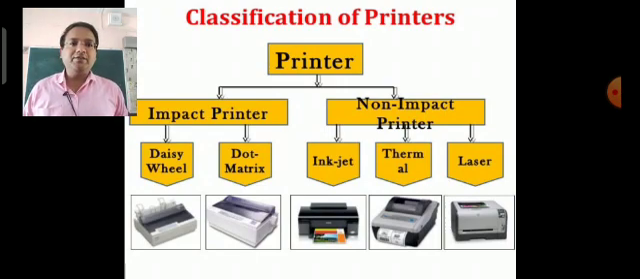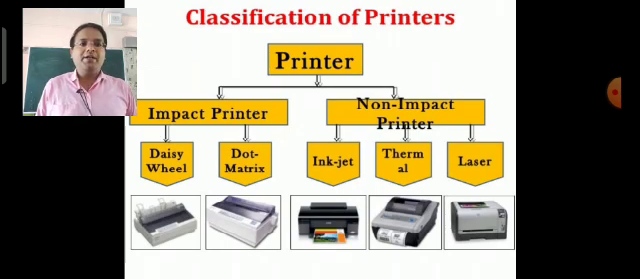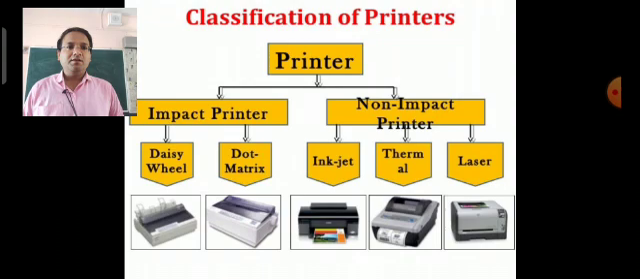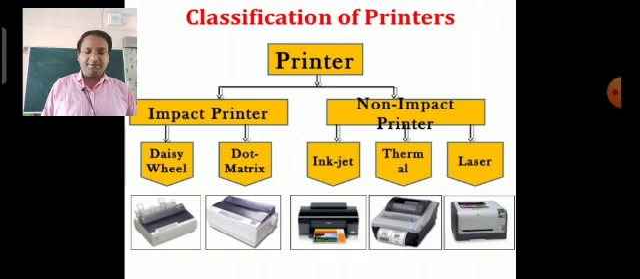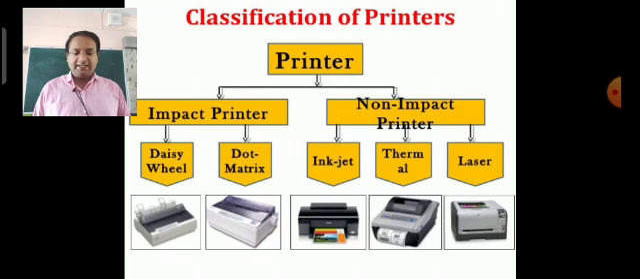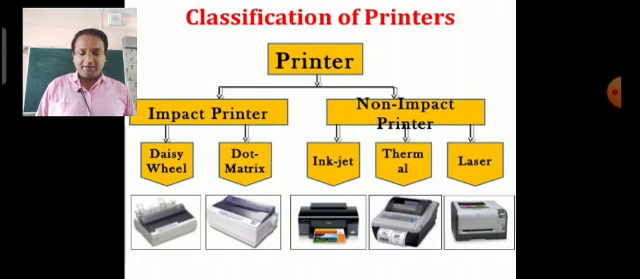So examples of impact printers are daisy wheel and dot matrix, and examples of non-impact printers are inkjet, thermal and laser printers. So we are going to discuss firstly the dot matrix printer. It prints the image and text in the form of tiny dots. The printer can print only in black and white. Dot matrix printer is slow and less expensive.